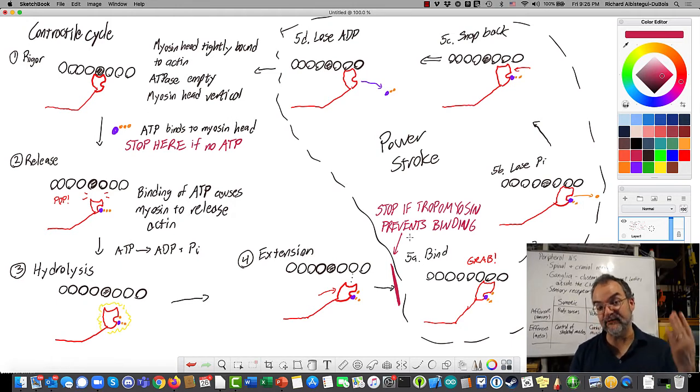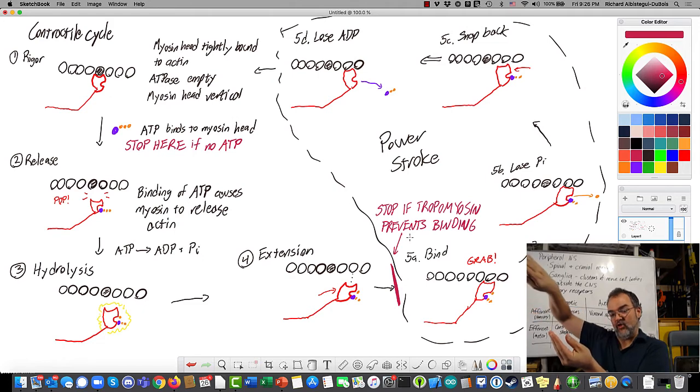So if the tropomyosin is in the blocking position, then the myosin will go through all that stuff and be stretched out ready to go and then be unable to bind. So it'll pause there at stage four. And it'll wait until we move that tropomyosin out of the way so it can bind, lose the phosphate, snap back, lose the ADP, new ATP, release, hydrolyze, stretch out, bind, and so on. It'll start the cycle again, and it'll keep doing it as long as that tropomyosin's out of the way.